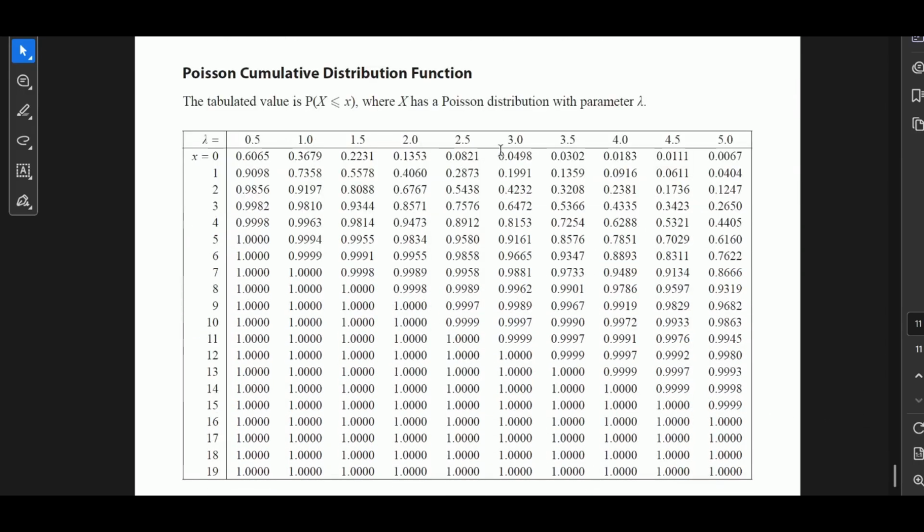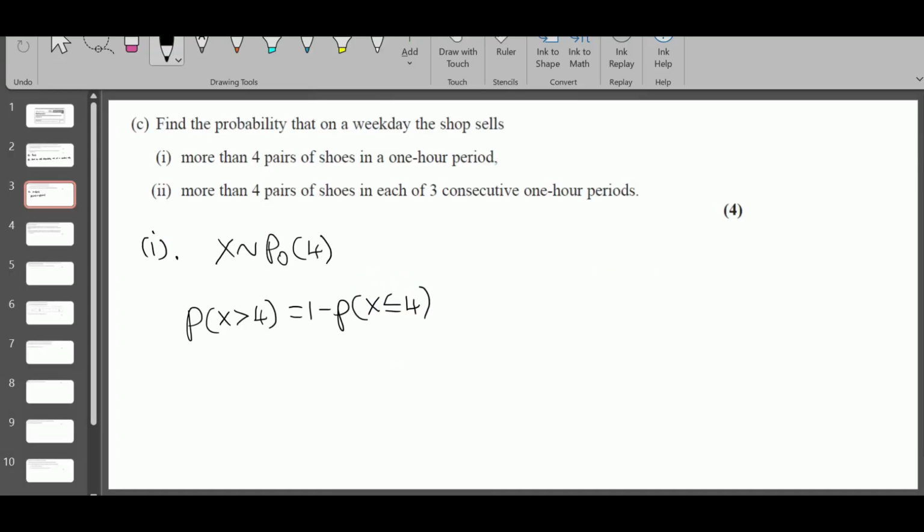Okay. The lambda is 4, that's the 8th column, X is 4, 0.6288, that's 1 minus 0.6288, so we'll get 0.3712, that's the answer. More than 4 pairs of shoes.